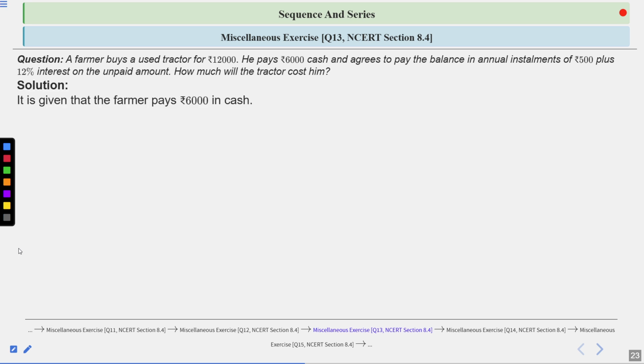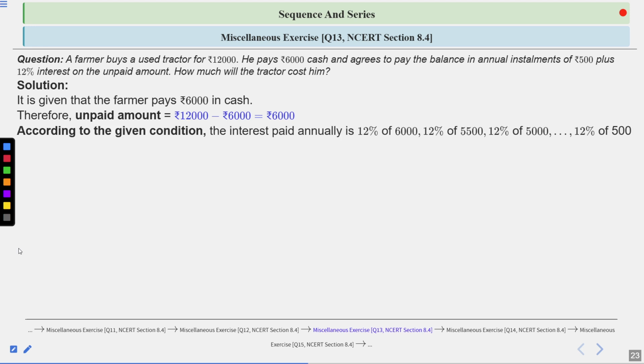It is given that the farmer pays Rs 6,000 in cash, right? Therefore, the unpaid amount is basically Rs 12,000 minus Rs 6,000, which is basically equal to Rs 6,000, right? According to the given condition, the interest paid annually is 12% of 6,000, 12% of 5,500, 12% of 5,000, until 12% of 500, right? Thus, the total interest to be paid will be 12% of 6,000 plus 12% of 5,500 plus 12% of 5,000 up to 12% of 500, right?